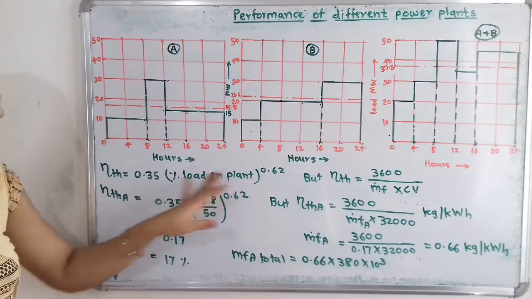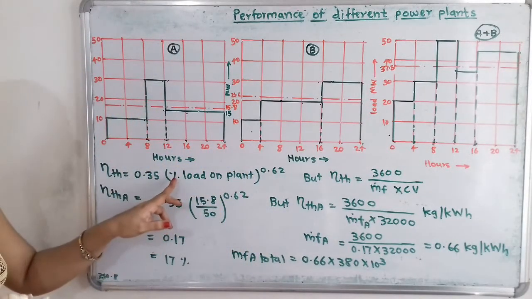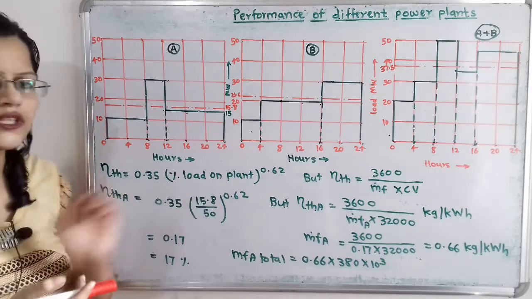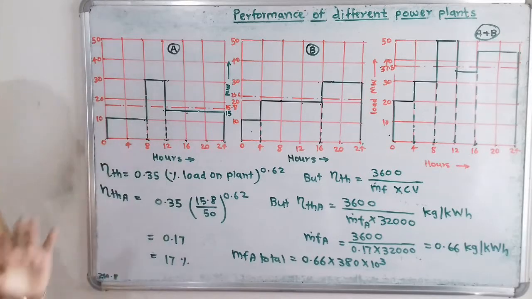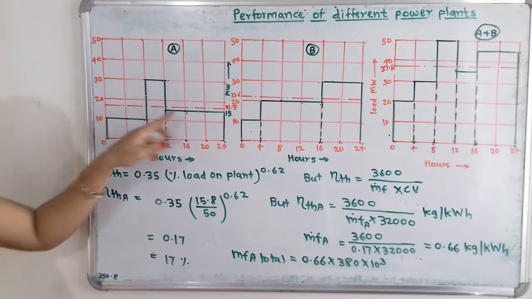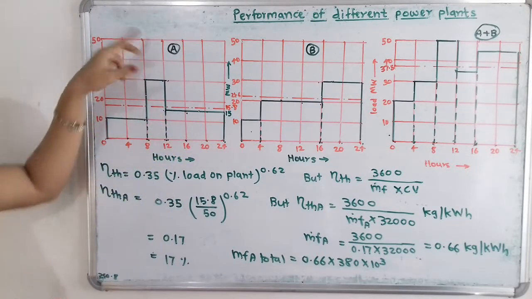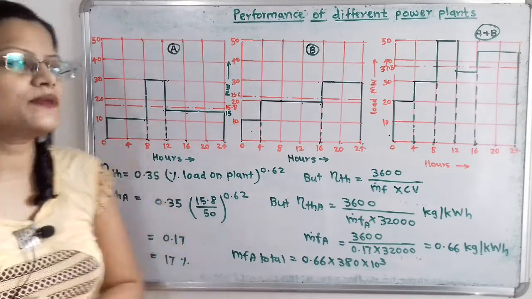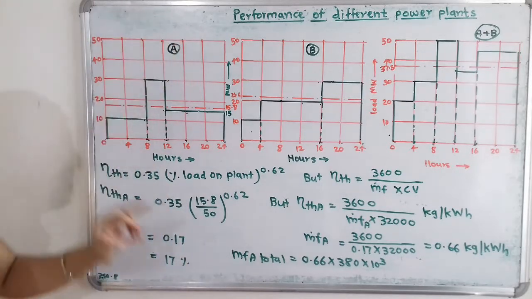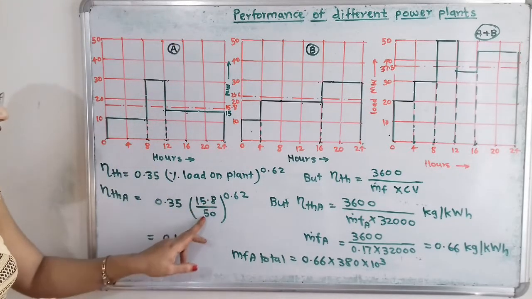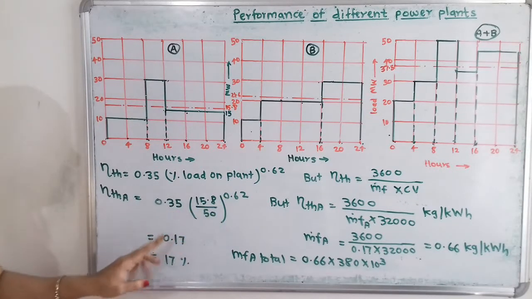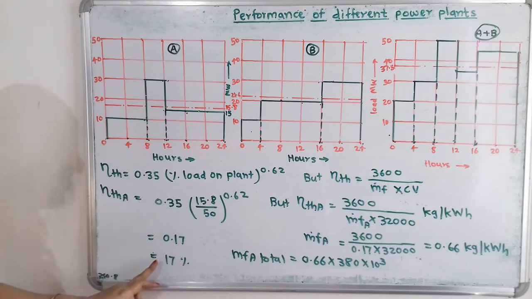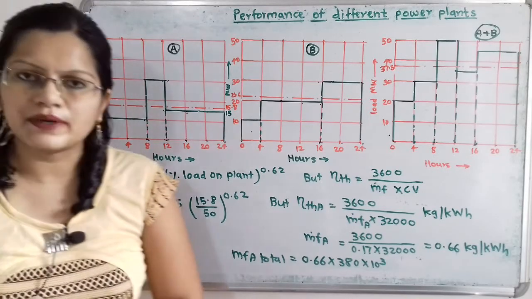Now according to the first formula, 0.35 multiplied by percentage load on the plant. So how to calculate the percentage load on the plant? If we observe, this is the average load divided by capacity of the plant. The capacity of the plant is given, that is 50 megawatt. So 15.8 divided by 50 raised to 0.62. If we calculate here, we will get 0.17, which is equal to 17%.